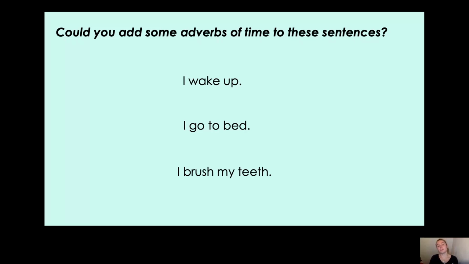Now, what I'd like you to do is have a think of what adverbs of time you can use in these sentences to extend them, to give more information. So let's do the first one together. Well, let's have a look what I came up with. So I thought, in the morning, I wake up. At 7 o'clock, I wake up. Or you could have at 8 o'clock, I wake up. When my alarm goes off, I wake up. Or when my mum wakes me up, I wake up.